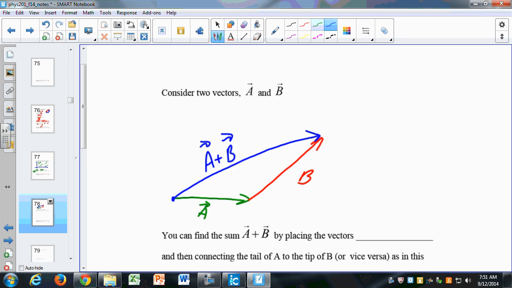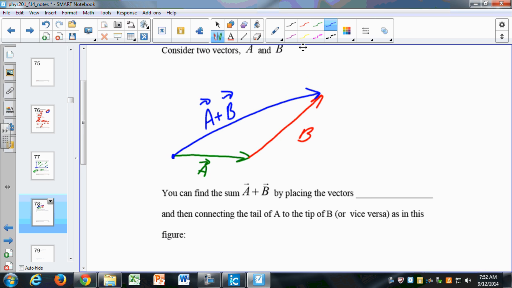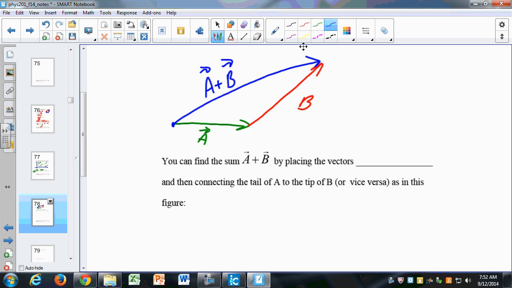You might have a simple question. Likely you'll have multiple choice, but you might also have a graphical component to a vector addition problem, like you did in class, where I won't make you use a protractor and a ruler, but where you have to sketch out some vectors that you've already found numerically, that you've already added up numerically. I'll show you some examples in just a bit. So you can find the sum of the vectors by placing them tail to tip, as we've done here.